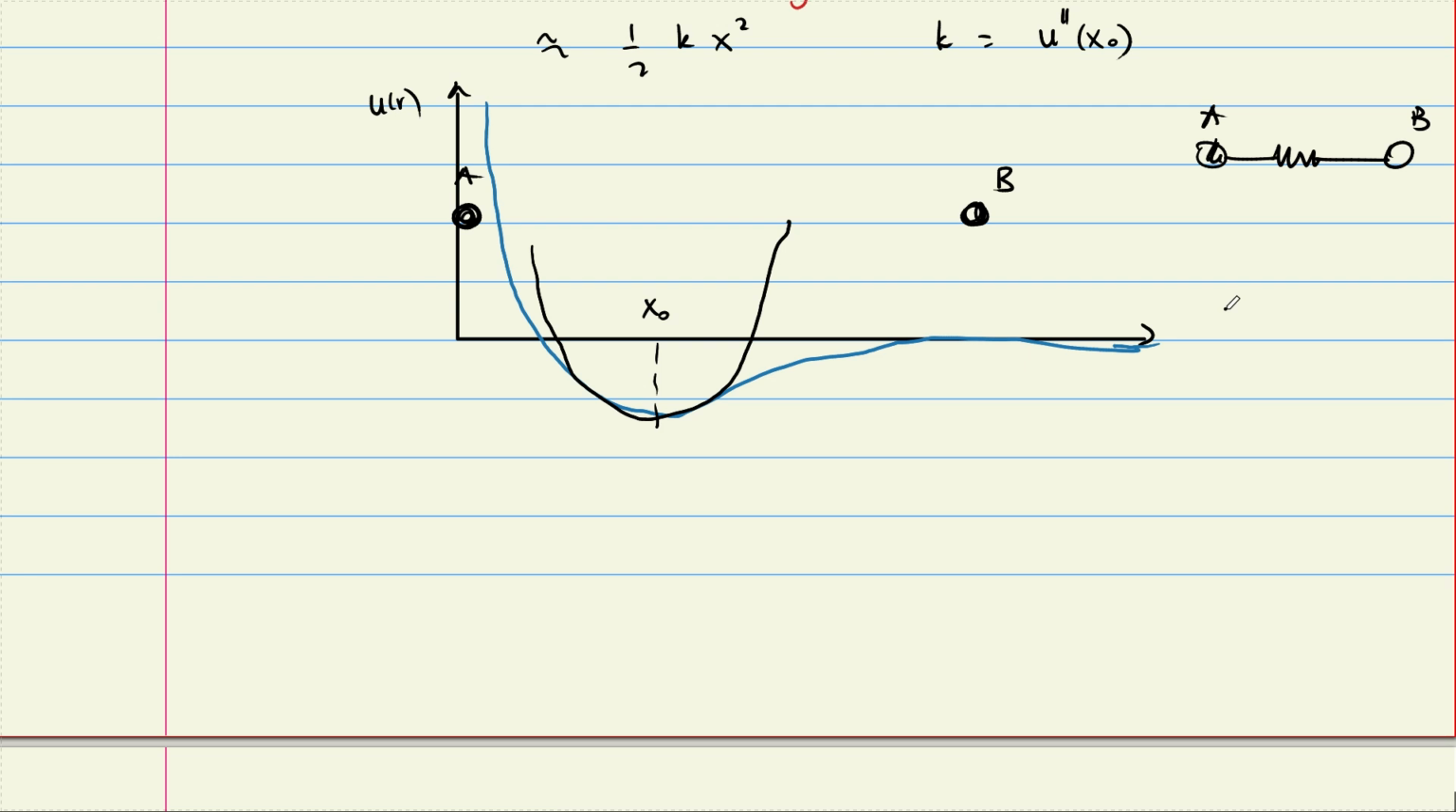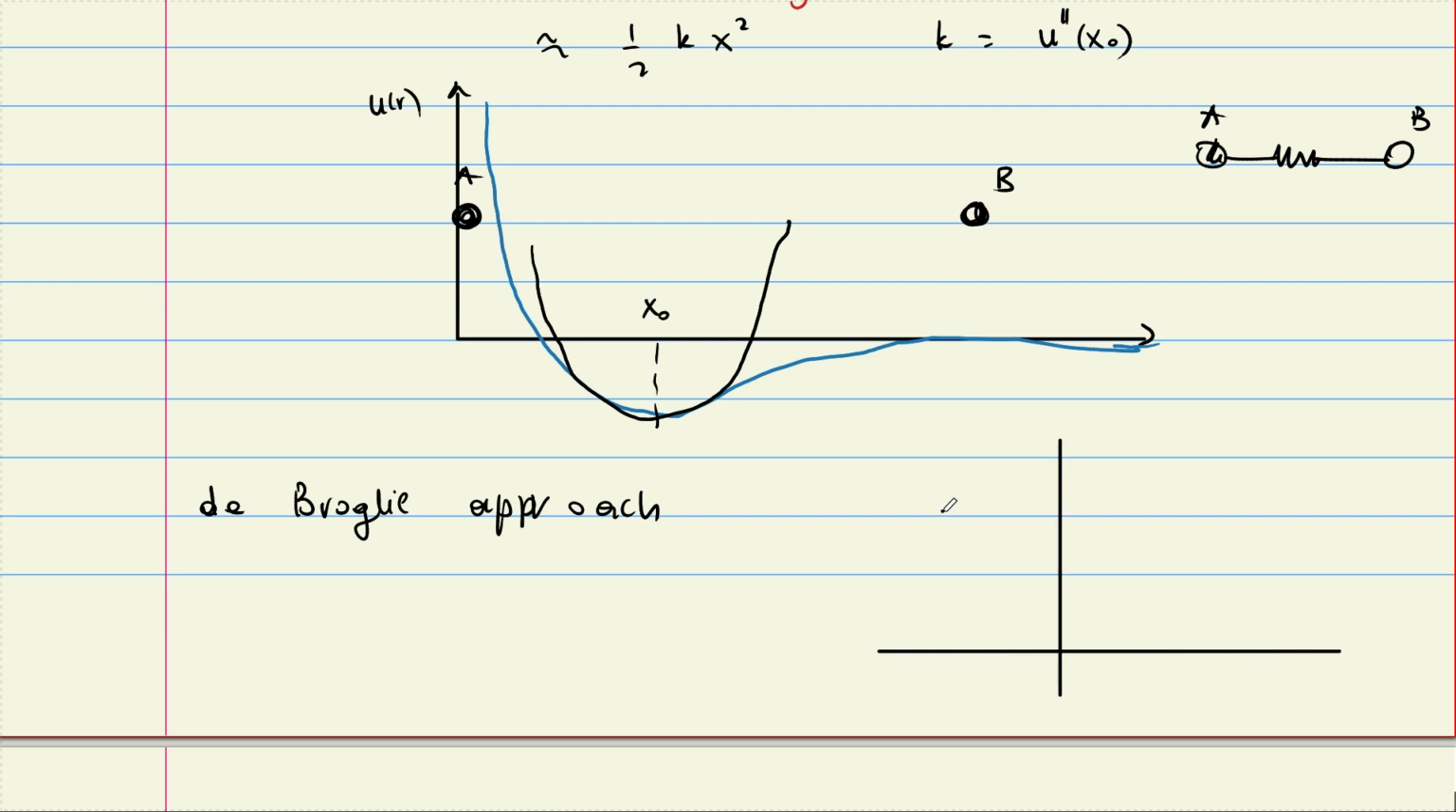Maybe quickly, I think there's a nice exercise, and we have a little bit of time. So let's first start with the de Broglie approach. So here is my potential, and I choose an energy level like this, E.